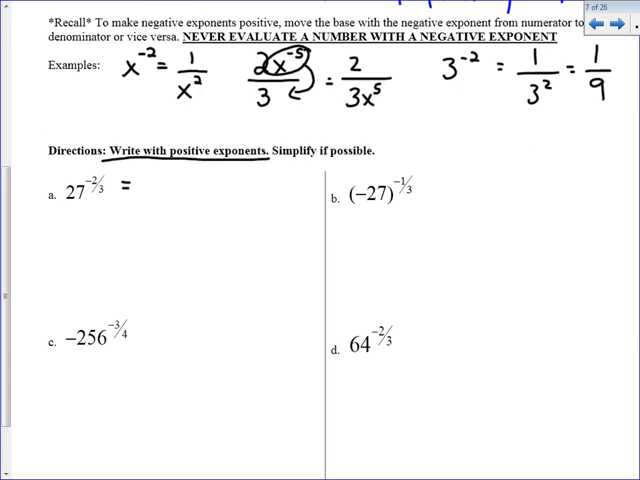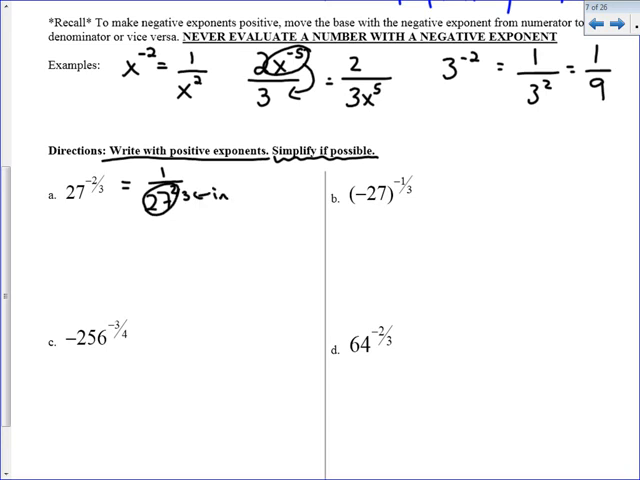1 over. So just go 1 over 27, and now it's the positive 2/3. That's all you have to do to make a negative exponent positive. You get partial credit on a test if you can do that part. It's part of the problem. Write with positive exponents. And then the second part is simplify if possible. So now we're going to go back to what we did on the front.